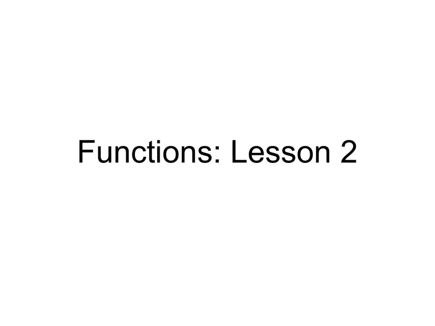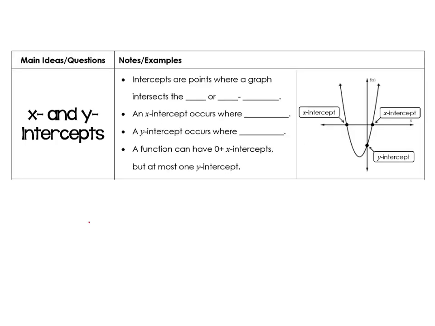Okay, in this lesson we are going to look at functions and their different properties. For a quick review, we are talking about where we might have an x or y intercept, which is where the graph crosses the x or y axis. An x-intercept occurs where y equals 0, and a y-intercept occurs where x equals 0. A function can have 0 or more x-intercepts, but at most one y-intercept.